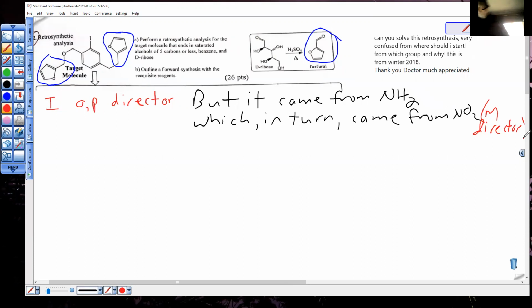Meta director. Okay. So I can use the iodine to put that group on because it's an ortho-para director, but it would prefer to put a group para. So I'm not even thinking about using the iodine as an ortho-para director because that would lead to some of the product down here. And you would lose a half point minimum.